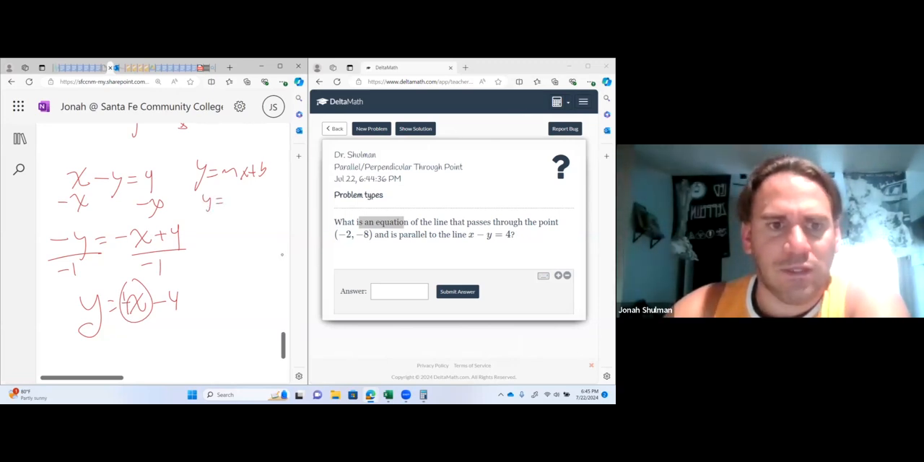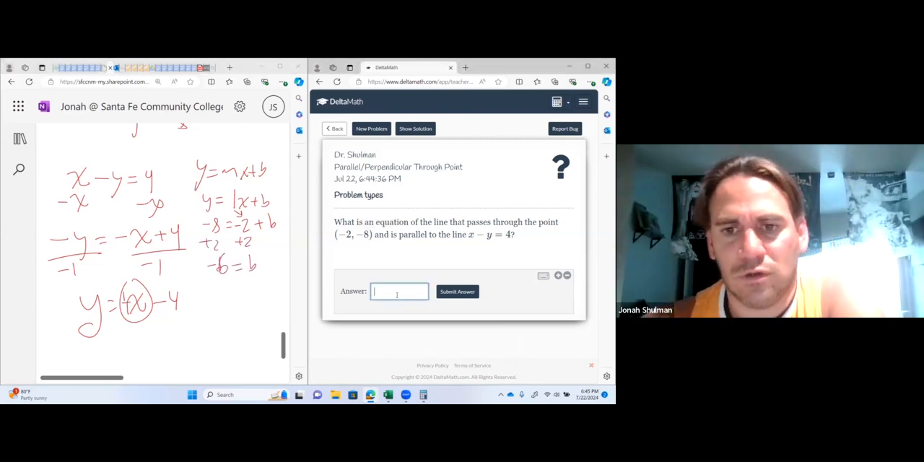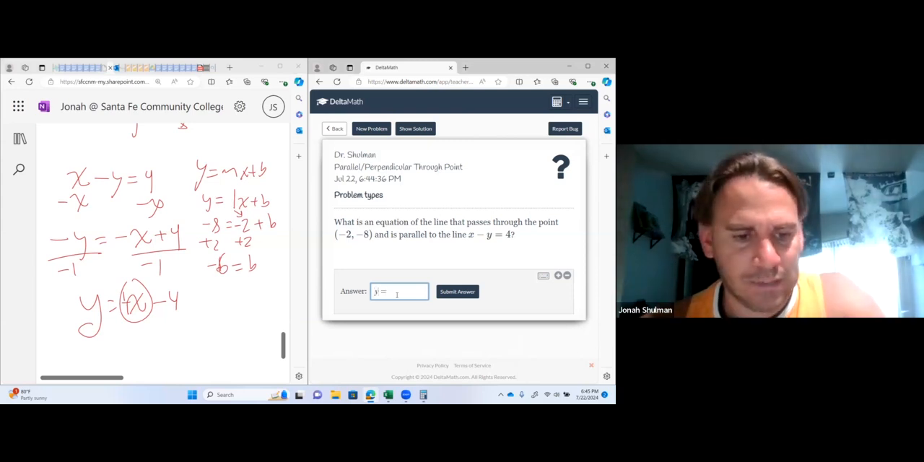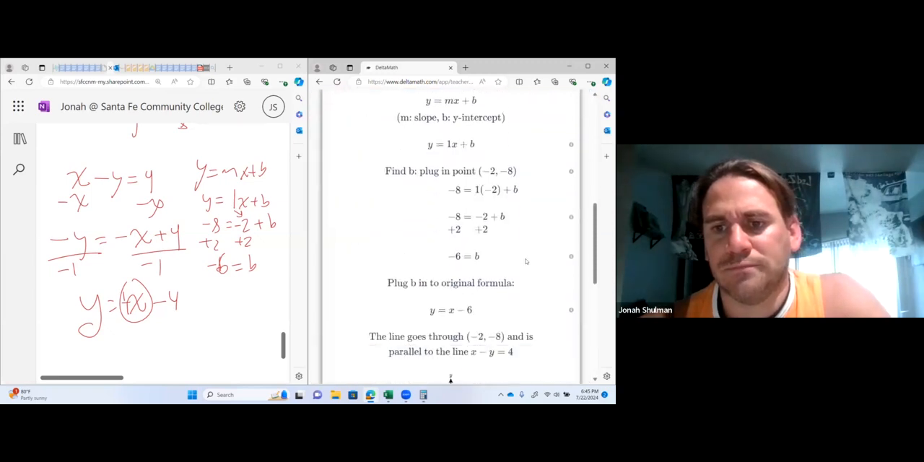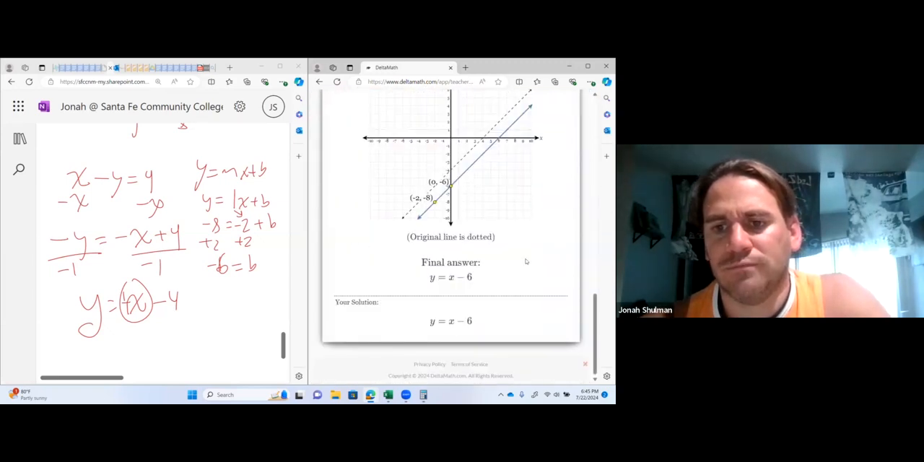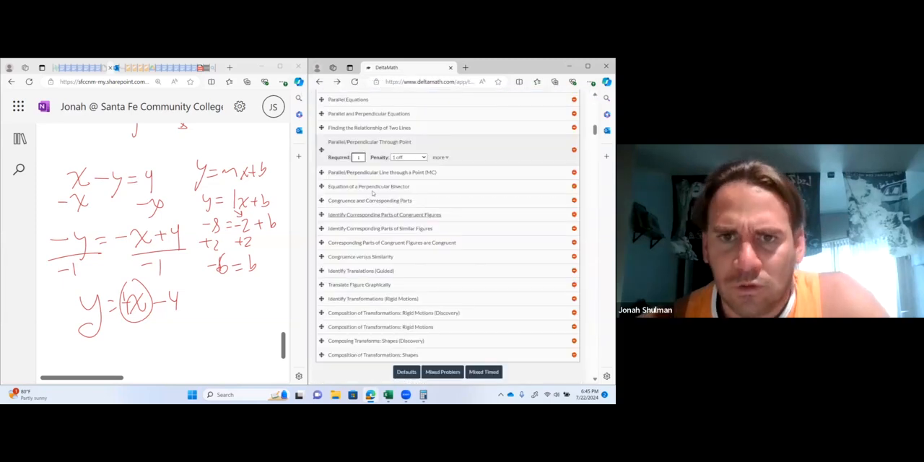So right now we know it's y equals 1x plus b. We got to use this point. That's x, that's y. So we have negative 8 equals negative 2 plus b, because 1 times negative 2 is that. Add 2 to both sides. Negative 6 equals b. And there's your equation. Y equals x minus 6. And those are the steps. And there's the pretty picture. Cool.